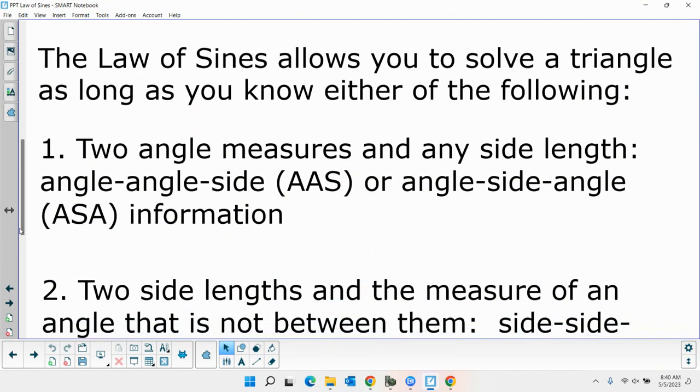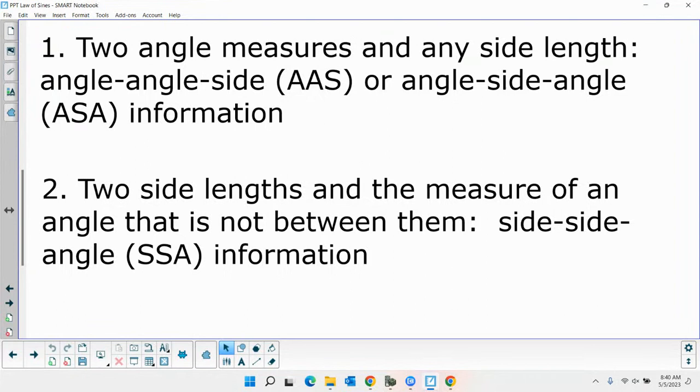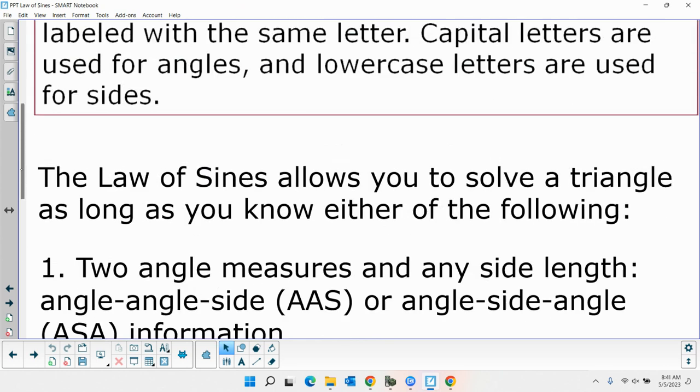All right. The law of sines allows you to solve a triangle as long as you know either of the following: two angles and a non-included side, or two angles and the included side. Or you'll get two sides and a non-included angle. Those are the three situations you're going to use the law of sines. When we get to Monday, in law of cosines, you get two other situations, okay? But those are the three situations you'll have when we do this law of sines.